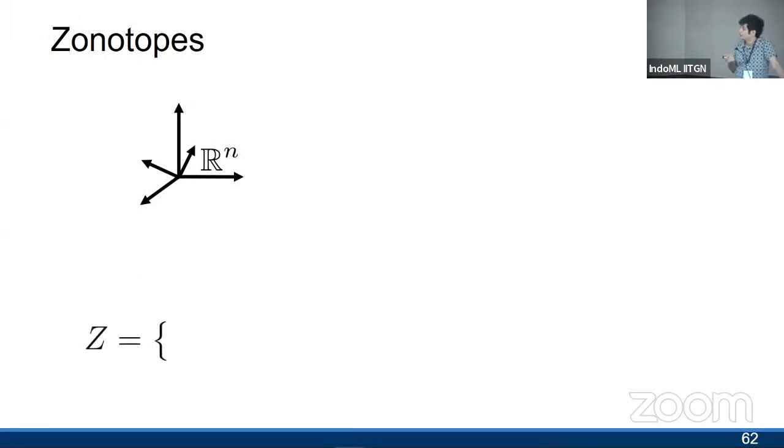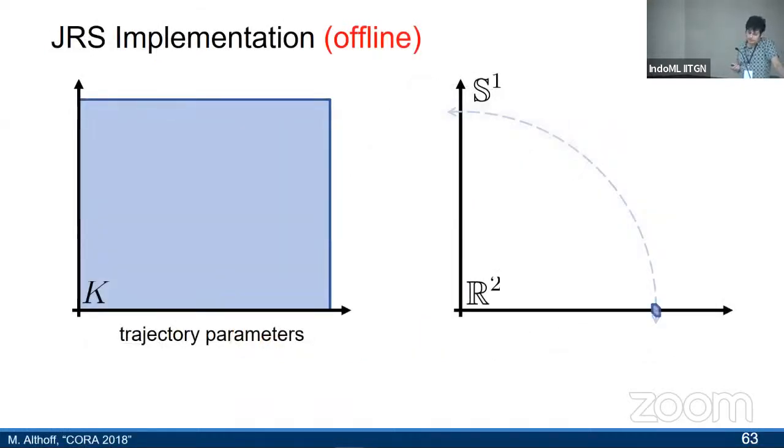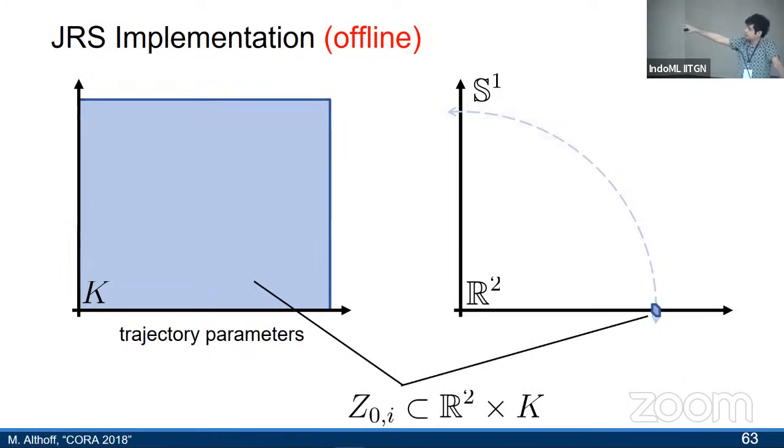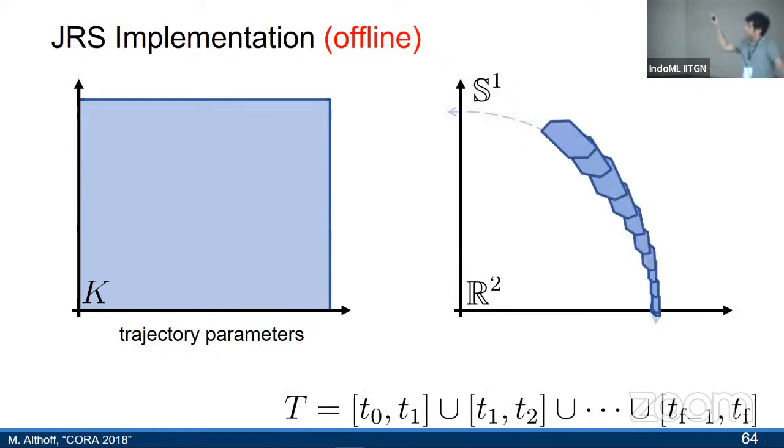Zonotopes are essentially defined by a center plus these objects called generators. And you get this beautiful link volume by stacking these different generators up and multiplying them by a parameter that's allowed to vary between -1 and 1. And what we're going to try to compute is that joint reachable set object. If we give you an initial set here that's described as a zonotope, like this thing on the right-hand side, what we can do is first break time into intervals that look like this, and compute a joint reachable set that is an over approximation of the true joint angle behavior over each of these different time intervals.